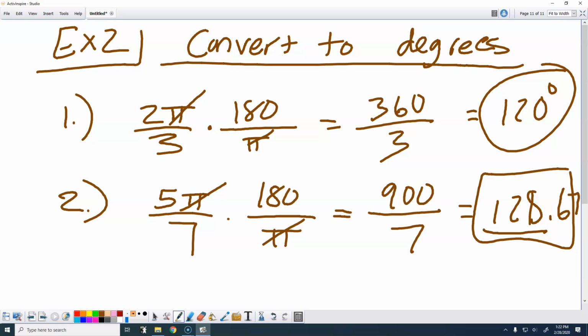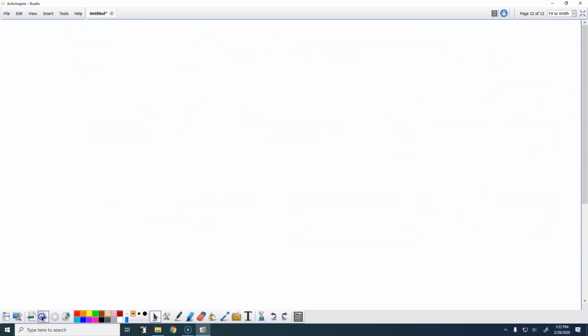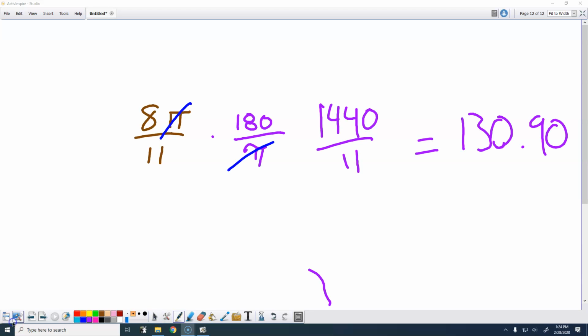All right, so I want to give you guys one more to let you do it completely on your own, and that'll be the end of our lesson. So here we go. Let's do 8 pi over 11. Go ahead and convert that into degrees for me, okay? Not what she's doing, but I just want to get the answer on there.